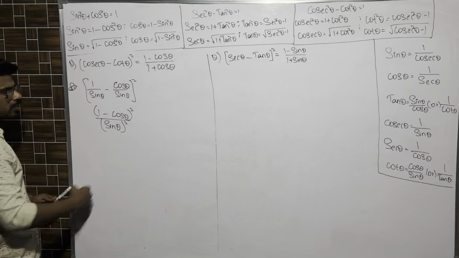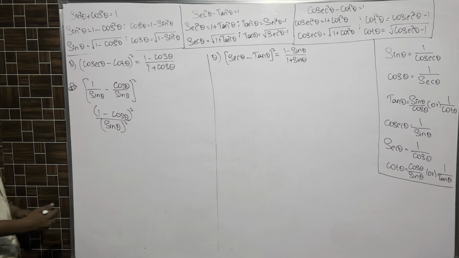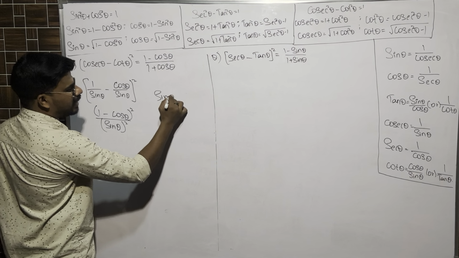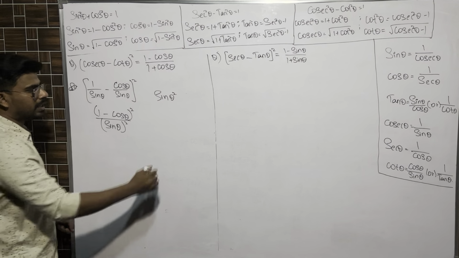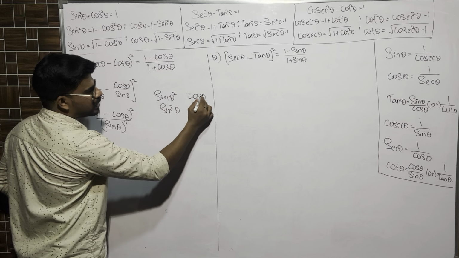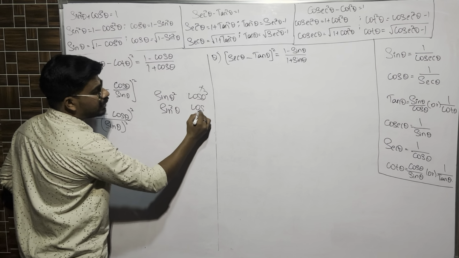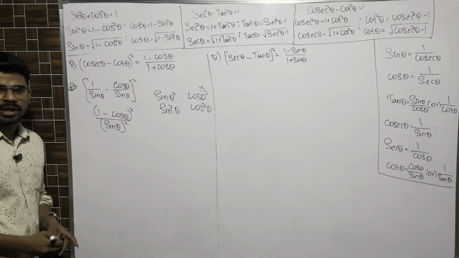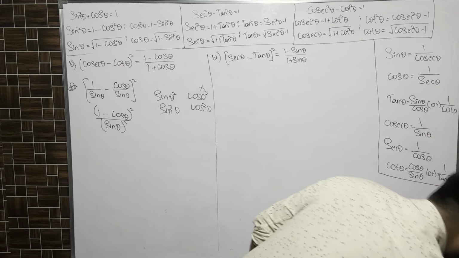This sin theta whole square is nothing but sin square theta. You will never find it written as sin theta whole square; you will not have the square on the theta. Instead you will have sin square theta. Same way, cos square theta. Square will be given to the trigonometric ratio, not to the angle. That you have to remember.